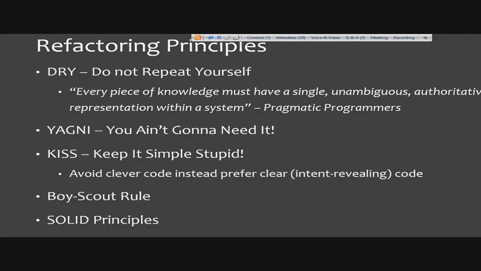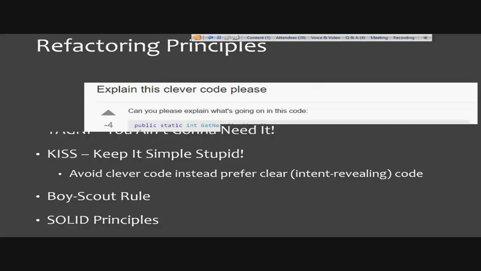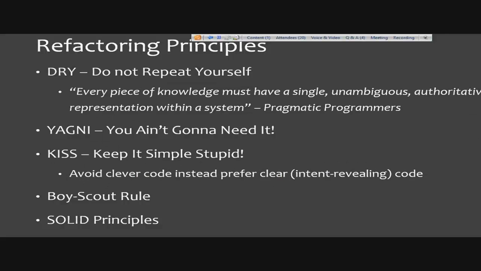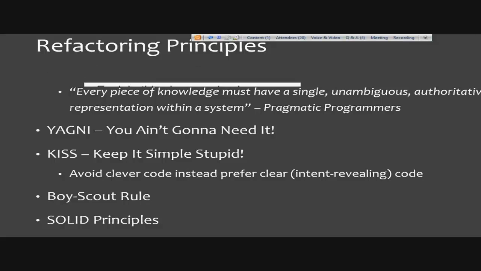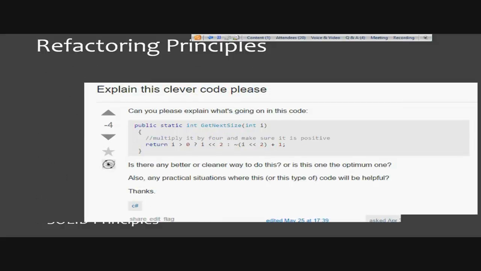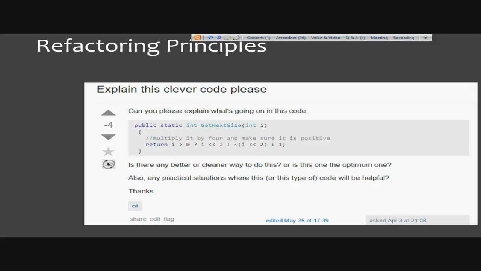Okay, I want to revisit again the keep it simple principle. What I mean to say here is, this is the kind of clever code people write, and other developers have a hard time understanding these kinds of code. This is nothing but clever code. It is doing the functionality, it is working fine, but still it is not actually maintainable.